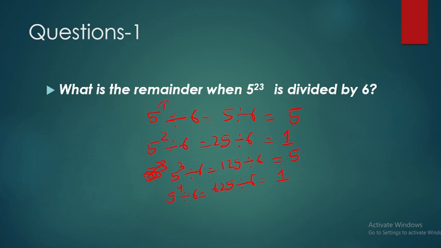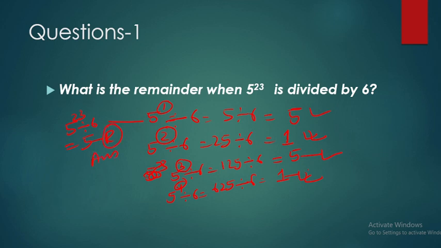When it is the odd power, like 1 and 3, you get the same remainder, that is 5 and 5. When it is the even power, like 2 and 4, the remainder is 1. Remainder is 1 for the even power. Now, is 23 odd? Yes, 23 is odd. So you will get a similar remainder. 5 to the power of 23 divided by 6, as per this pattern, will give you 5 as your remainder. That is your answer.